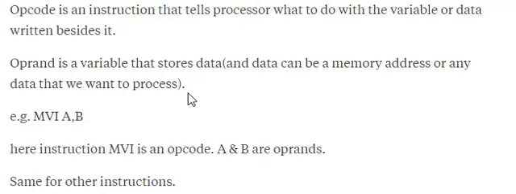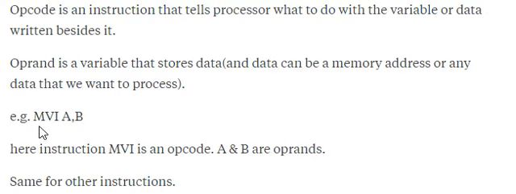So operand is nothing but a variable. It stores the data. That means it stores some data, that is, it has some registers, some memory locations. So memory and registers are operands. Here A and B are two registers that store the data. So these are called operands.